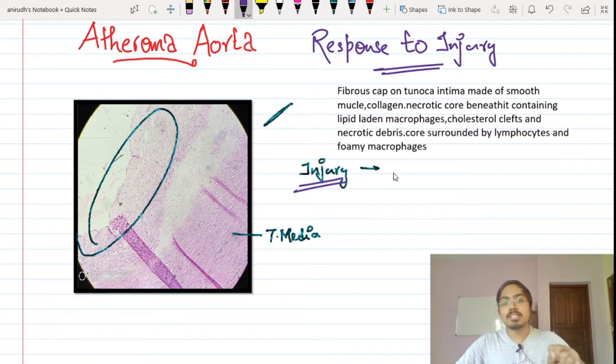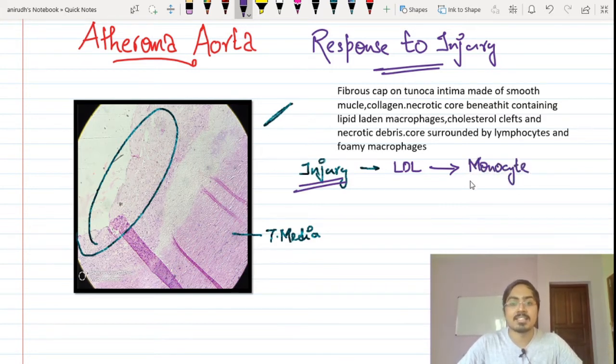So injury occurs, and LDL will come and bind to that particular area. I'm just describing this in the simplest way possible. Injury occurs in the tunica intima or the endothelium. As a response to that, LDL and its oxidized form will come and bind over to this, and then after some time platelets will come and bind over there, then monocytes will come after LDL has bound over there. This monocyte will transform into macrophages, right? And then there will be fat accumulation within the macrophages. So this becomes foamy macrophages.